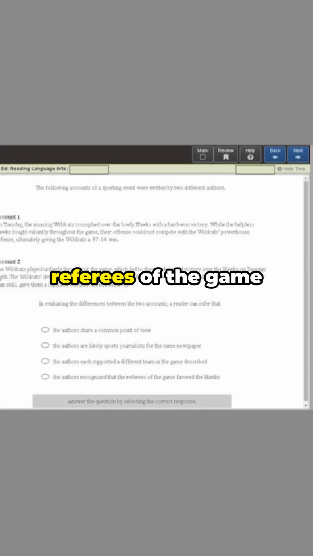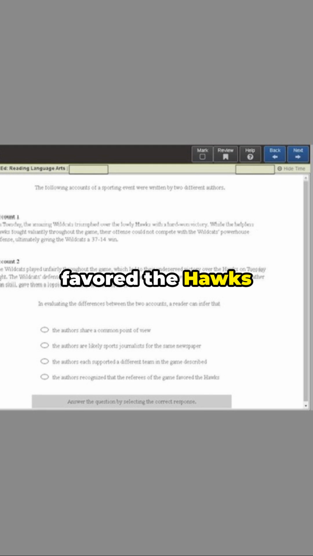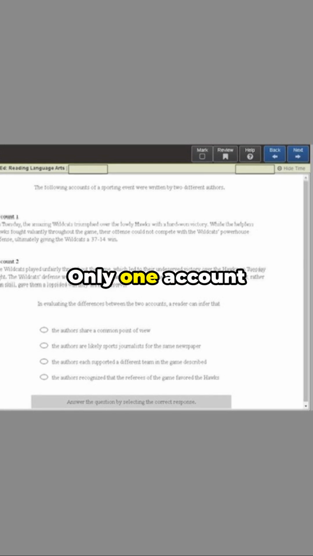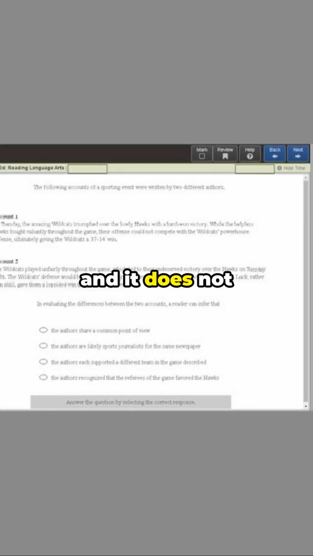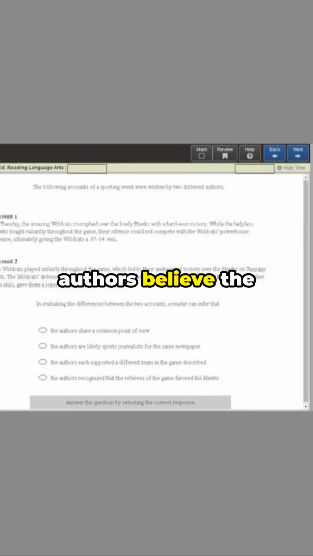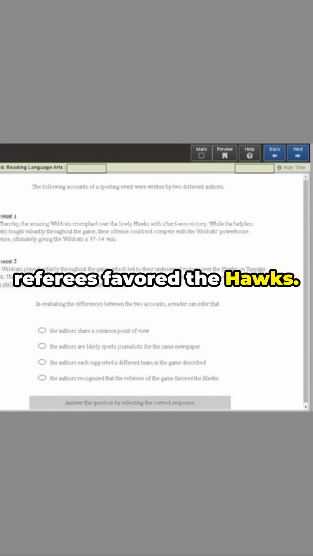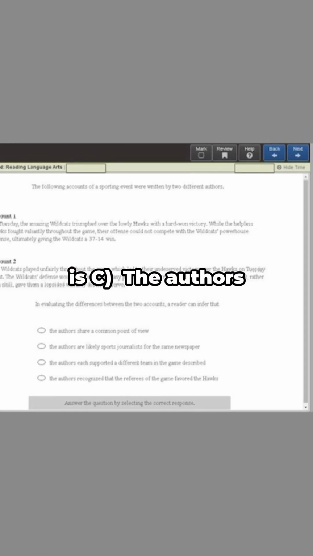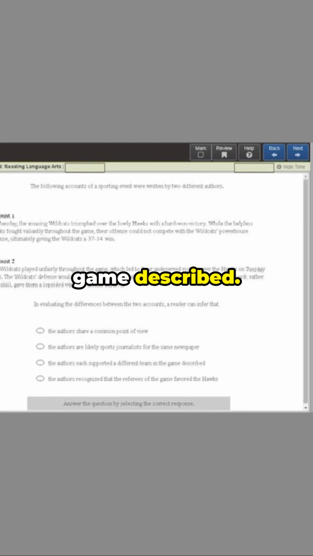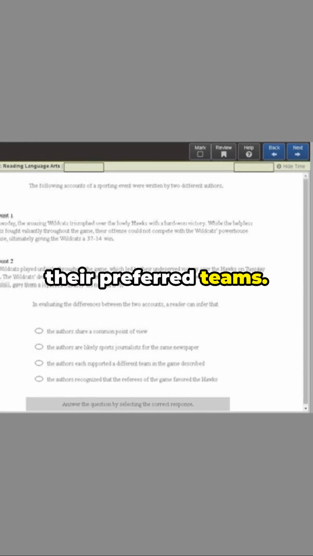D. The authors recognize that the referees of the game favored the Hawks. This is incorrect. Only one account mentions the referees, and it does not indicate that both authors believe the referees favored the Hawks. So the correct answer is C. The authors each supported a different team in the game described. The contrasting perspectives show clear bias toward their preferred teams.